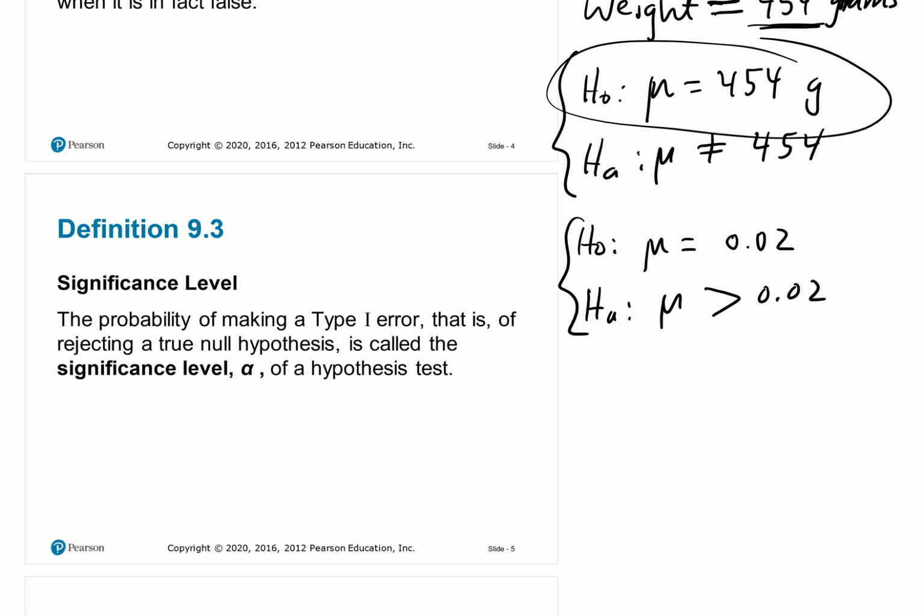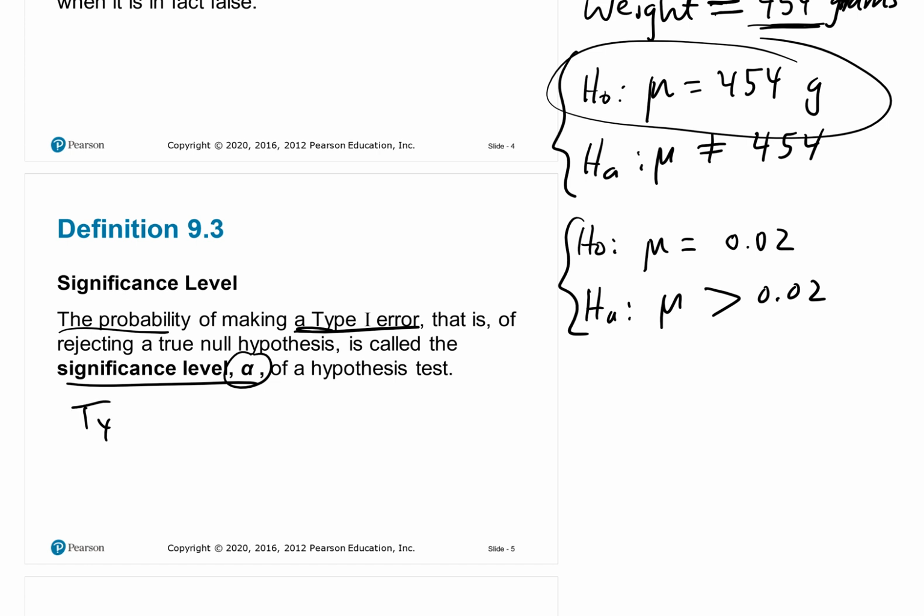Now we have what we call probability. What is the probability of making a type 1 error? Because when we run the hypothesis testing, we need to see how effective this test is at making, in the end, a decision to reject the null hypothesis or fail to reject it. So the probability of making type 1 error is called the significance level alpha of a hypothesis test. This is just the probability of making type 1 errors, called the significance level alpha.